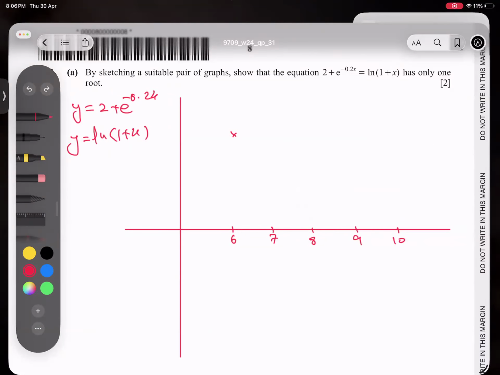I'll show it like this to the examiner, because your table function will easily tell you that this graph is shifting this way. So you show this graph, and if you show this graph, that's enough. No need to show too much, because it is 2 marks only, 1 mark for each graph sketch. So that is why this is enough. Okay, this is done.